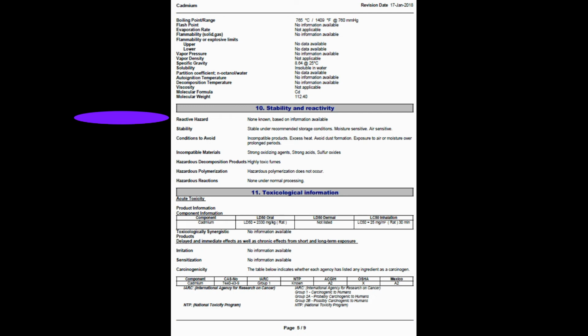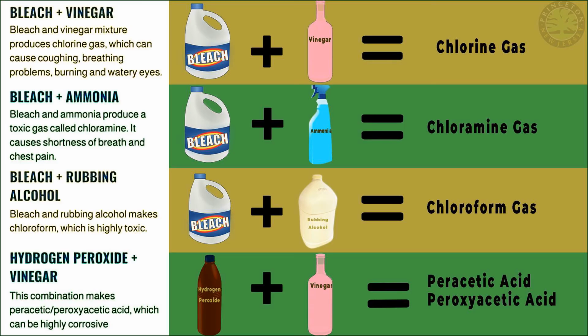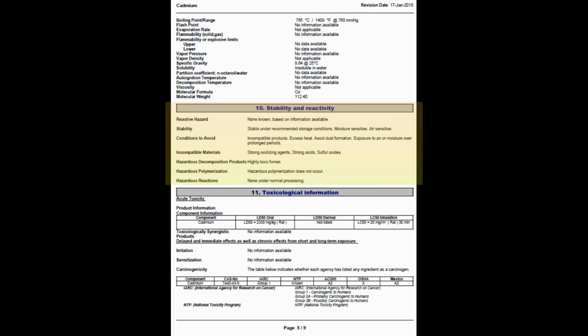Reactive hazard? No known. This would be one of those things where theoretically, if there were two chemicals that if you mix them together, it creates mustard gas. This would be where it says, keep this away from this other chemical because they react with each other. Stability. Stable under recommended storage conditions. Conditions to avoid. Incompatible products. Excessive heat.